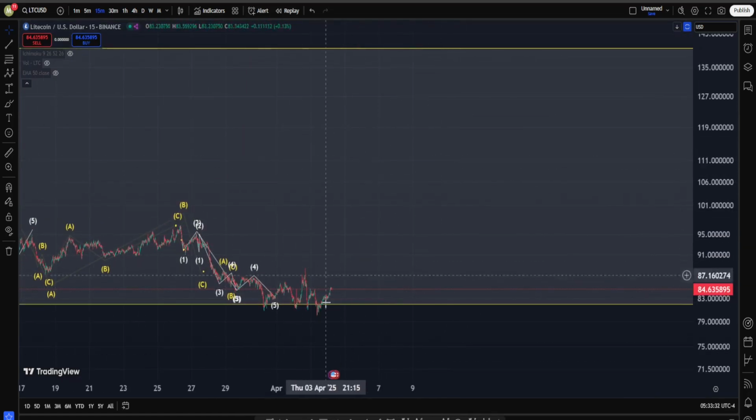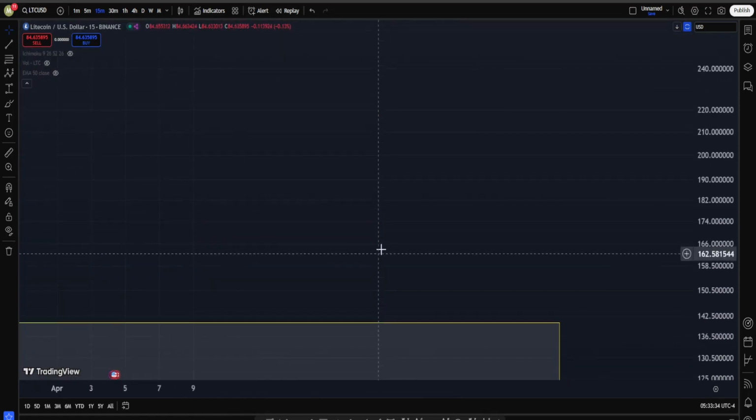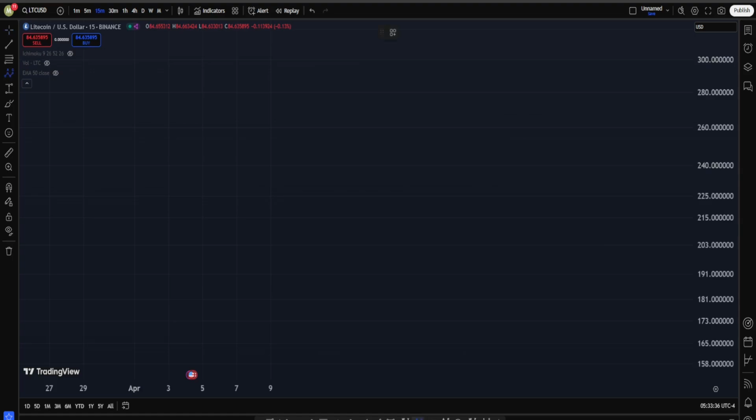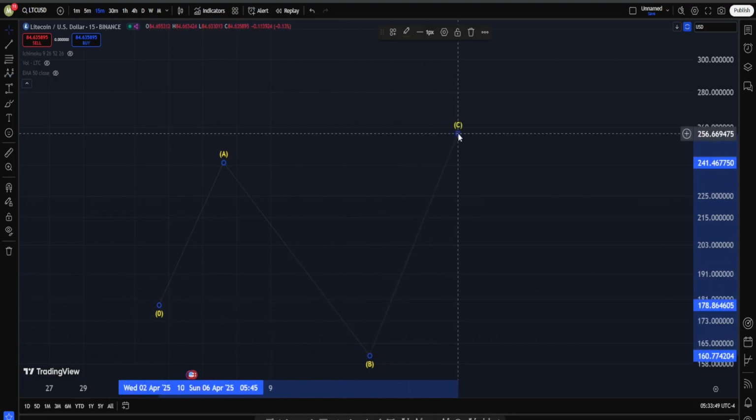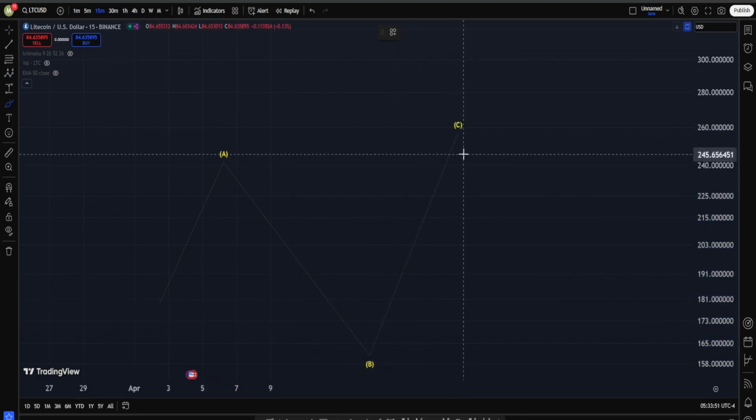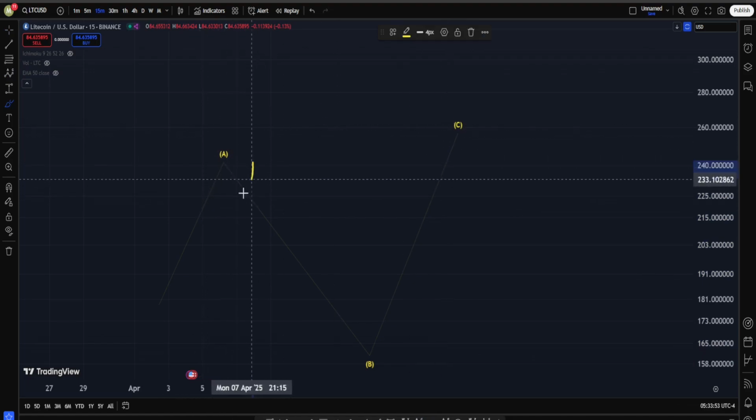Before we see what's happening here, let's just go around this area, okay? I want to talk to you about an ABC in the form of an expanded flat structure, which looks like this. This is our initial move up, then a correction for wave B, which we're going to take slowly, and then another move up into wave C. In this phase, we are going to take the height of our A leg.